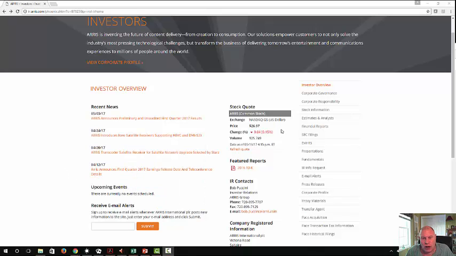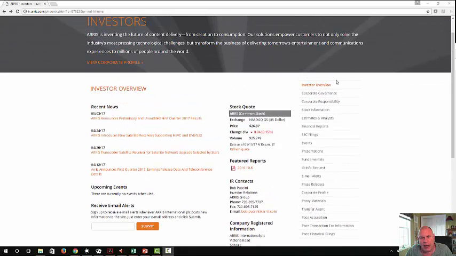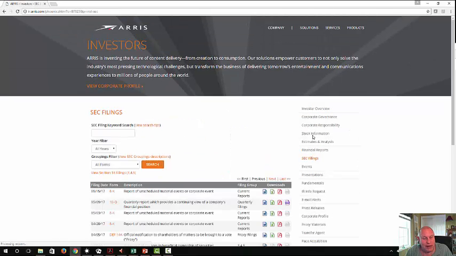Then oftentimes you're going to find a stock price and contact information, where they're based. This one is based in the UK. And then there's going to be an investor overview. That's the page we're on now. You can look at corporate governance, responsibility. Now, we can get into financial reports, but we're going to go to SEC filings because that's one of the first things we're going to do. And we're going to look at presentations. So let's take a look at the SEC filing.